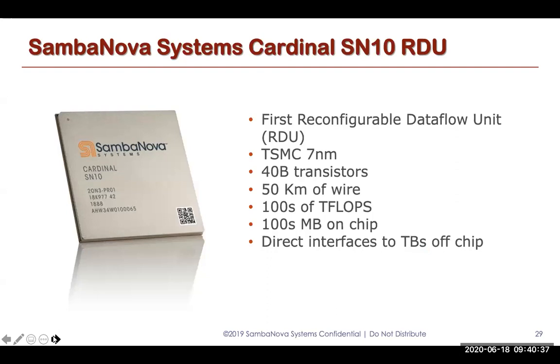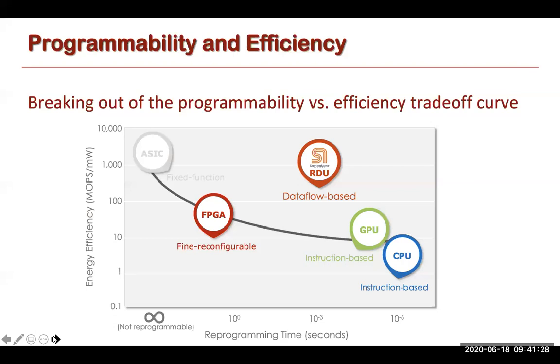So the initial implementation of this reconfigurable data flow architecture is the SambaNova Systems Cardinal SN10 reconfigurable data flow unit. And this chip was designed in TSMC 7-nanometer, which is basically the most recent TSMC process. It's a huge chip, 40 billion transistors. More interestingly, 50 kilometers of wire, provides hundreds of teraflops of computing capability, hundreds of megabytes of on-chip memory, and direct interfaces to terabytes of off-chip memory, and of course, to other SN10 RDU chips.